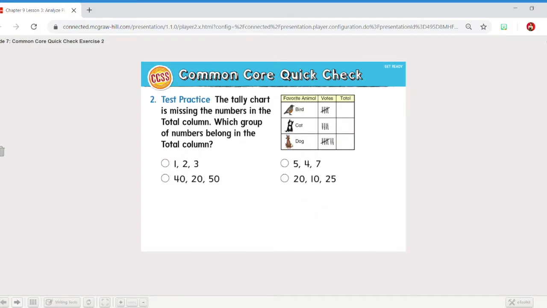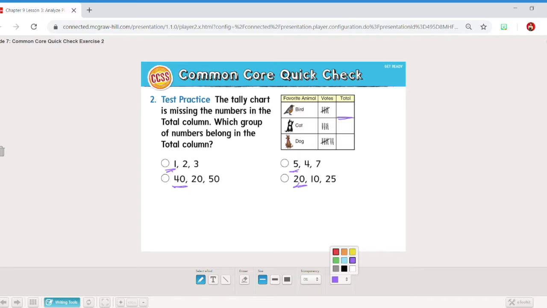Now, let's look at this. The tally chart is missing the numbers in the total column. Which group of numbers belongs in the total column? Now, I'm going to say these can look kind of confusing because they have the commas. But what it's trying to show here is the first number would go in the first box. And I'll do that for all of them. The second number goes in the second box. And our third number goes in the third box.